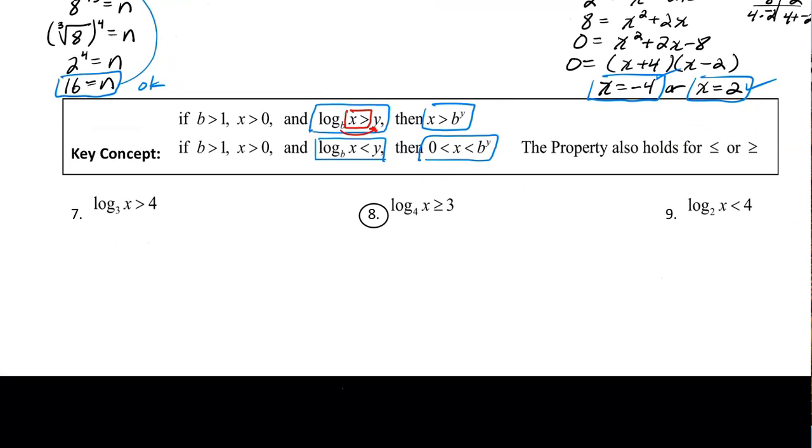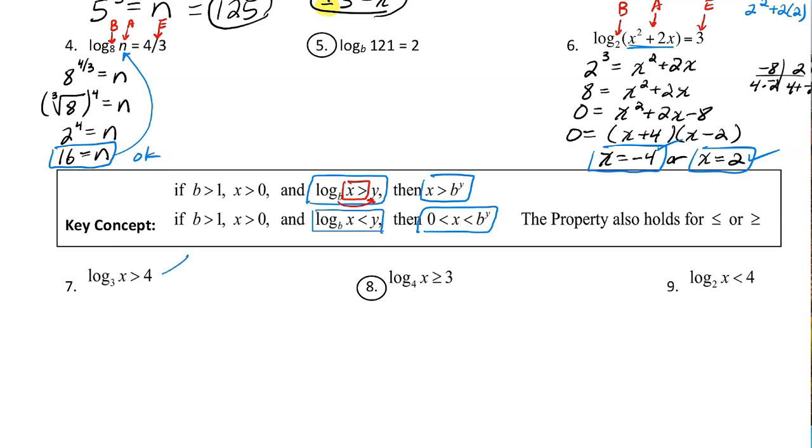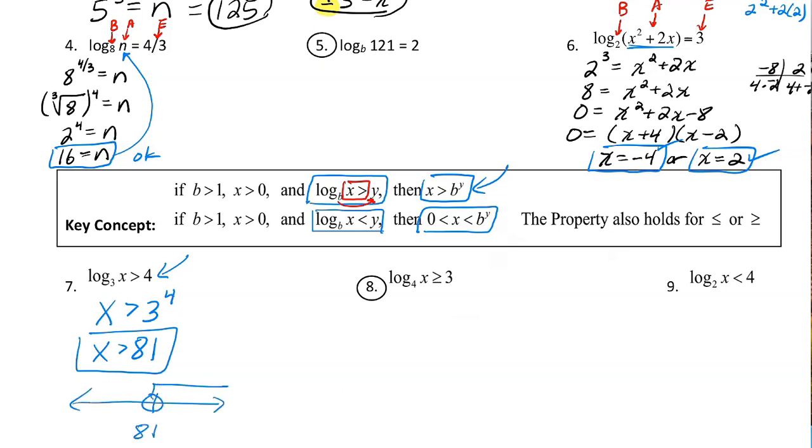For number 7, we can rewrite this. This is log is greater than. So we can rewrite it like this. So we'd have x is greater than the base of 3 raised to the 4. So x is greater than 3 times 3 times 3 times 3 is 81. All the x's greater than 81 would be logarithm of a positive number. So there's no extraneous issues here. That would just be our answer. x is greater than 81. So if we did a little number line, 81 is here, open circle, greater than 81, we're everything over there.